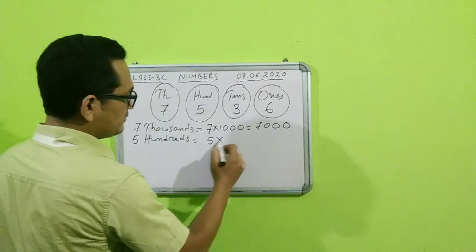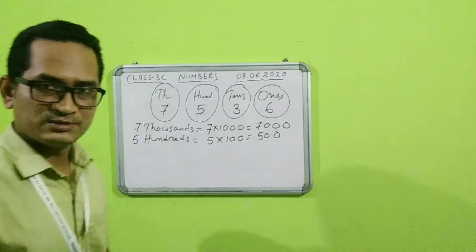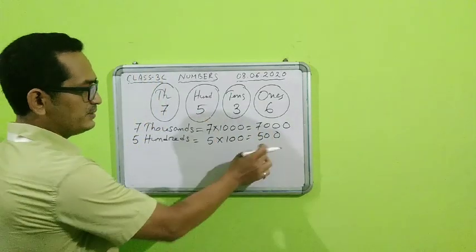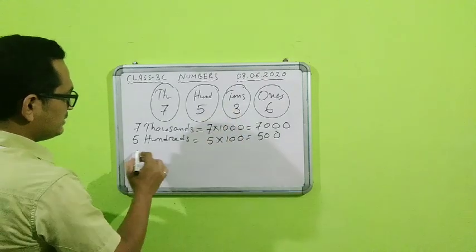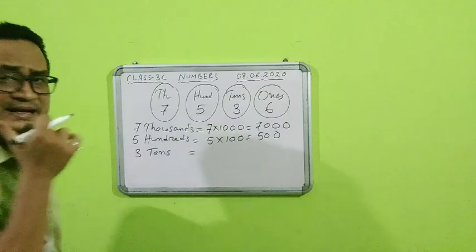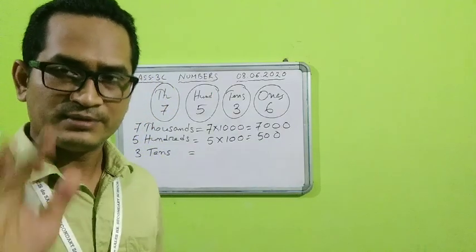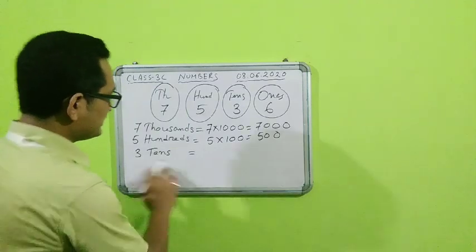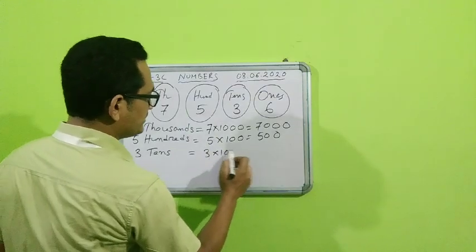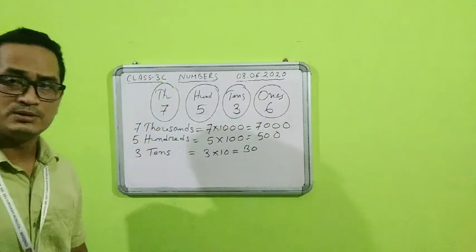You multiply 5 with 100, then you will get how much? You will get 500. So that means the place value of 5 will be 500. Similarly for 3, it is how much? It is 3 tenths. Since it is sitting in the tens place, the place value of 3 will be 3 tenths. And 3 tenths means 3 into 10, that means 3 times 10, and that will be equal to 30.